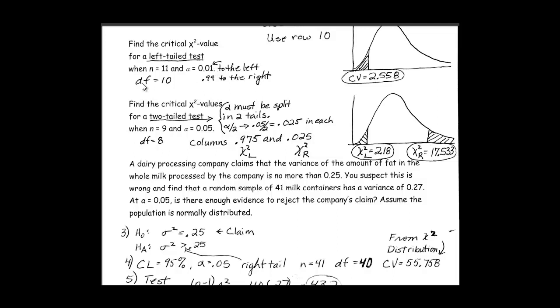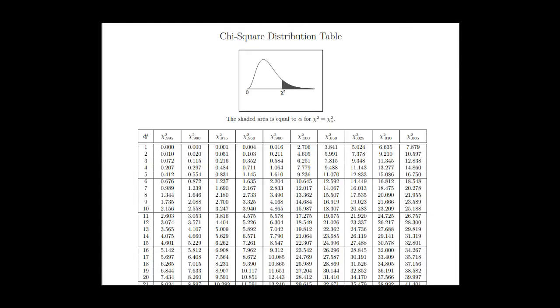We're going to be looking at degrees of freedom of 10, so going back to our chi-squared table, we're going to go down here to degrees of freedom 10, and I'm going to use this column here, chi-squared 0.99, to come down to 2.558. That would be the critical value associated with a chi-squared value of 0.990. That would be 0.99 area to the right, and we would have 0.01 in alpha to the left.